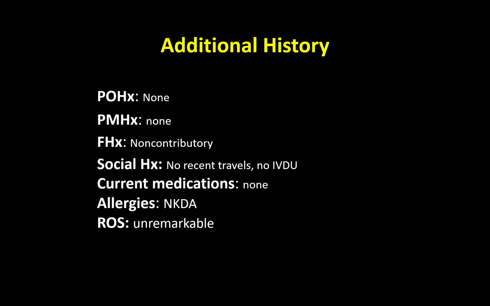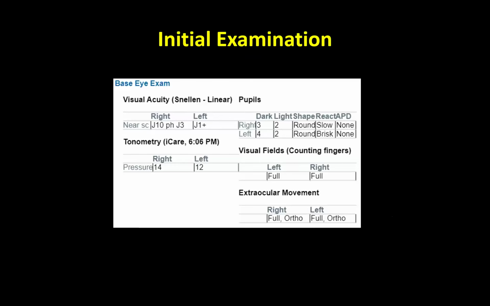Upon additional history gathering, there's no past ocular history, no past medical history, family history is non-contributory, and social history shows no recent travel outside the US and no IV drug use. She wasn't taking any medications, and the review of systems was completely unremarkable. On initial evaluation at the emergency department, the patient had decreased vision in the right eye with J10, pinhole J3, and in the left eye she was J1. The intraocular pressures were normal at 14 and 12.